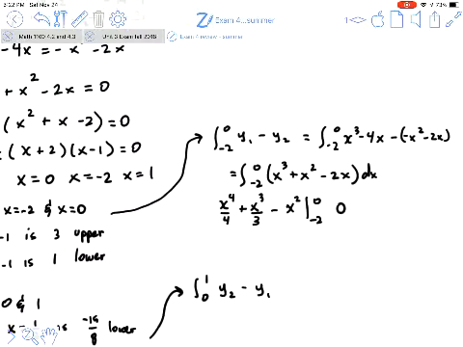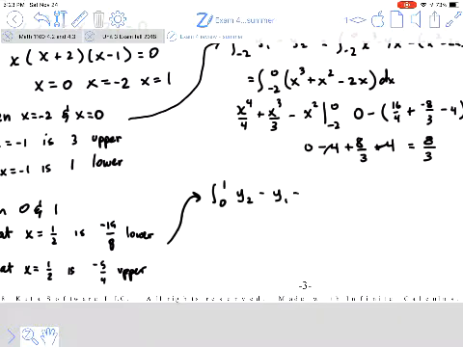At the upper limit, that's just going to be 0. And then at the lower one, that's going to be -2 to the 4th power. That's 16 fourths. -2 to the 3rd power is -8 thirds. And then -2 squared is 4. So that's 0 minus 4 plus 8 thirds plus 4. The -4 and the +4 would cancel. So we get 8 thirds.